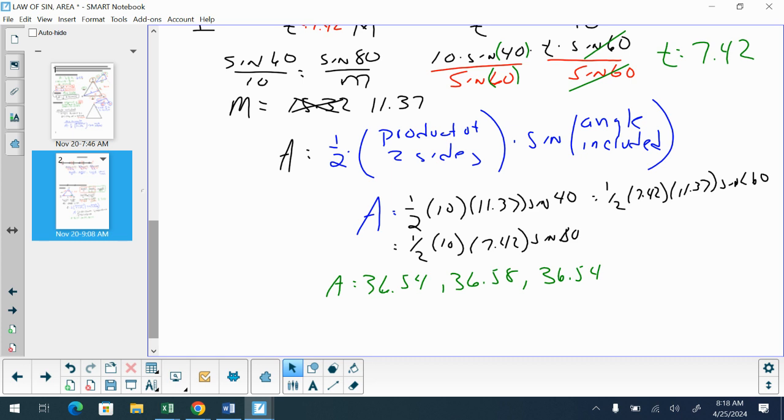Questions that you have? All right, on page 229, you have 1, 3, and 5. Those three problems deal with the area of a triangle. On pages 232 and 233, problems 1, 3, 5, and 7. Those four problems deal with the law of sines. So you have 7 problems. 3 of them deal with just area. The last 4 deal with the law of sines.